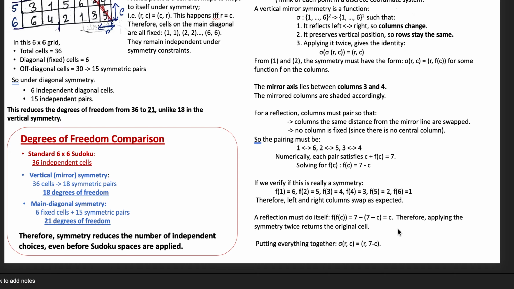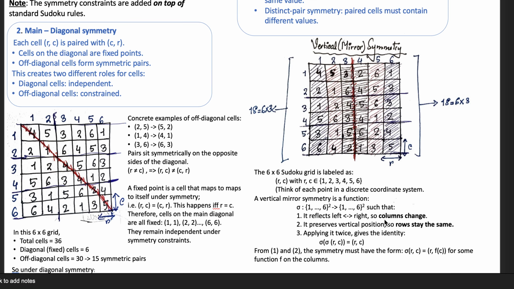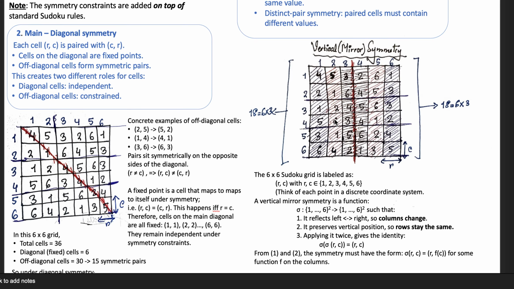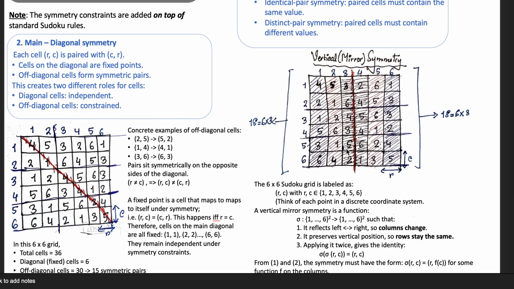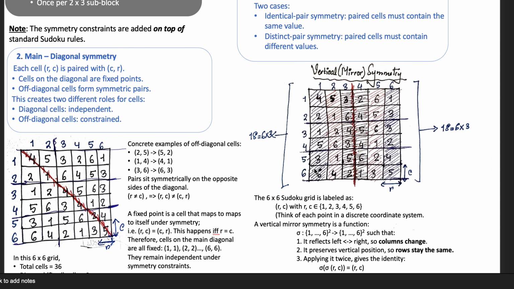In the end, if you put it all together, sigma of (R, C) is (R, 7 minus C), since R stays the same and C becomes 7 minus C. There are 36 cells in total, with the vertical symmetry in between columns 3 and 4. There are now 18 symmetric pairs, and later we will discuss that these 18 symmetric pairs can be considered as 18 degrees of freedom, but we'll get to that later.